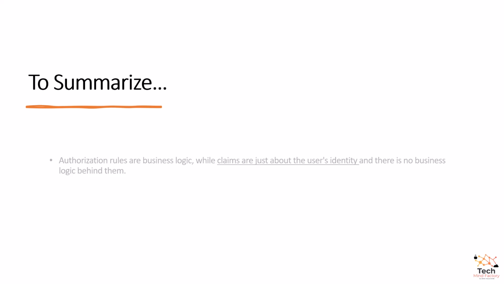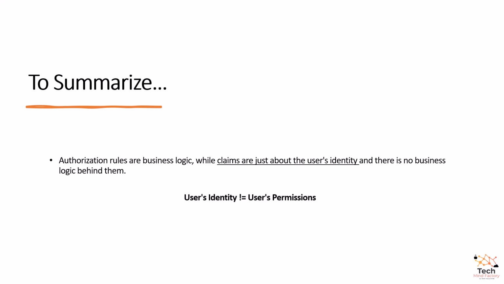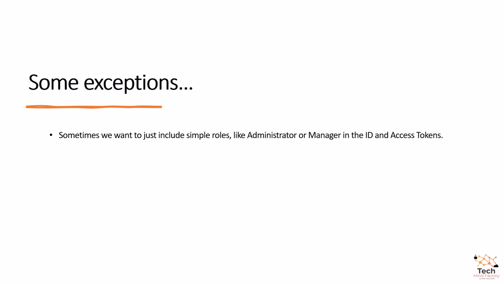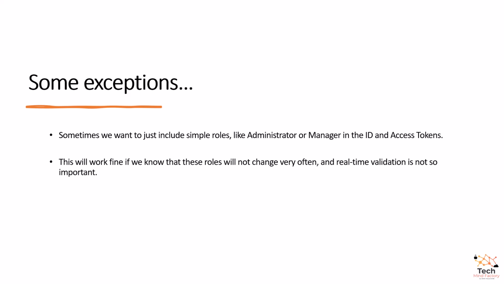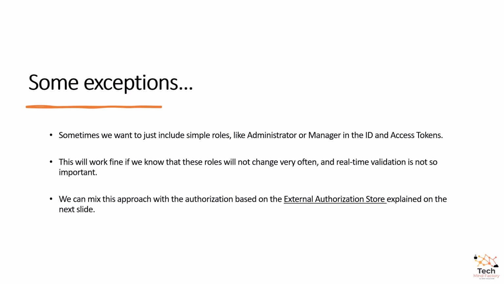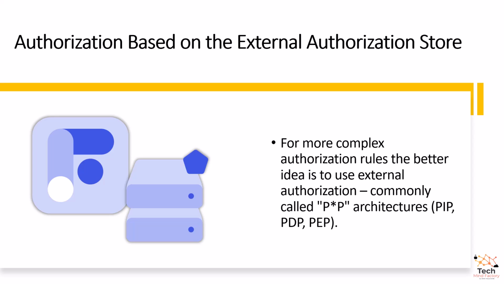So, to summarize, authorization rules are business logic, while claims are just about the user's identity, and there is no business logic behind them. User's identity does not equal user's permissions. Of course, there are some exceptions. Sometimes we want to just include simple roles, like administrator or manager, in the ID and access tokens. This will work fine if we know that these roles will not change very often and real-time validation is not so important. We can mix this approach with the authorization based on the external authorization store explained on the next slide. So now let's talk more about authorization based on the external authorization store.